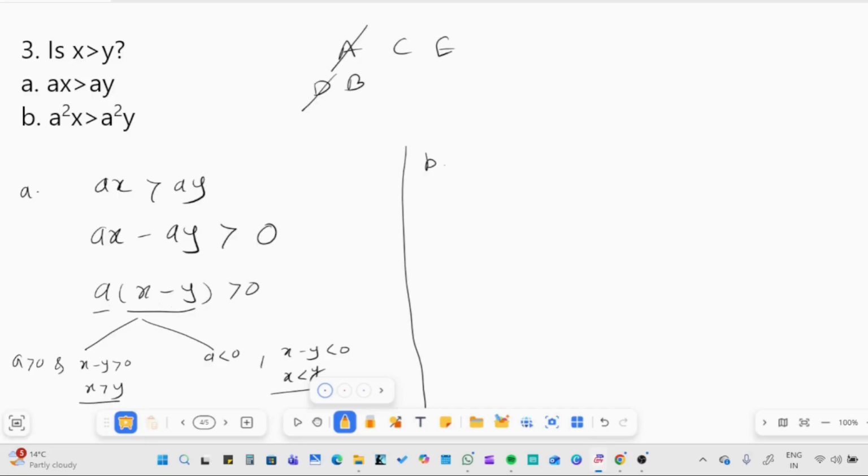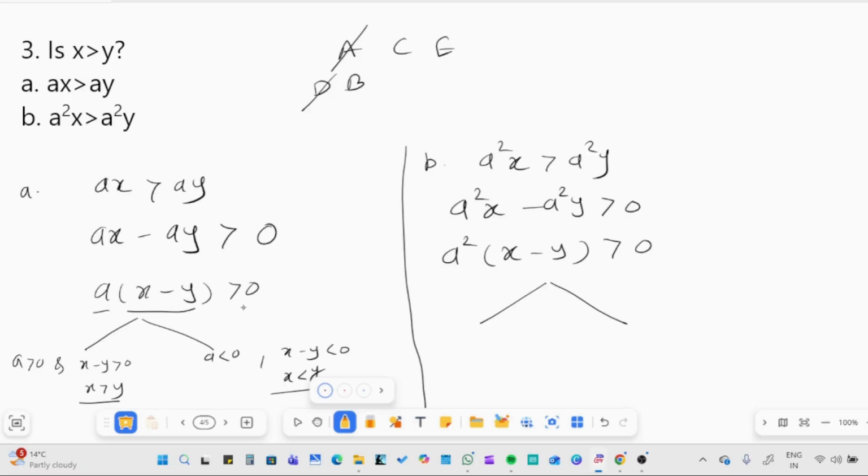Let's see statement B. It says that a square x is greater than a square y. Subtract a square y from both the sides. So I will have a square x minus a square y is greater than 0. Take a square common. Inside the bracket, you will have x minus y. Product of two numbers is positive. That means either both are positive or both are negative. So a square is positive and x minus y is also positive. That means x is greater than y.